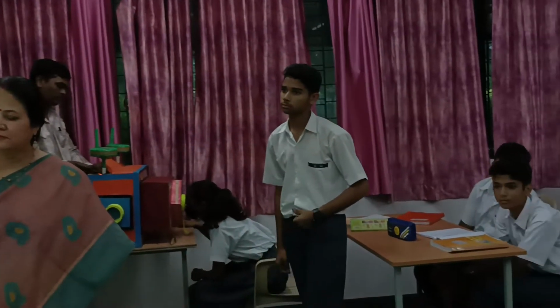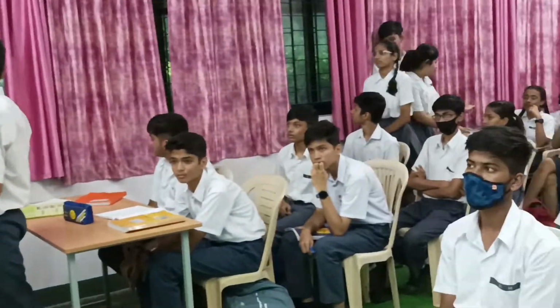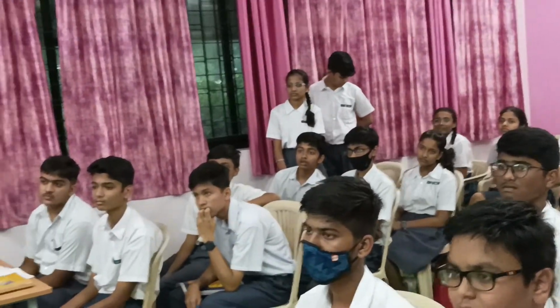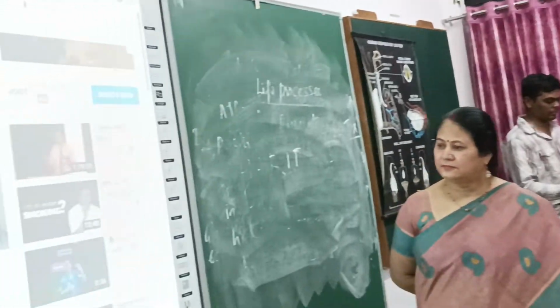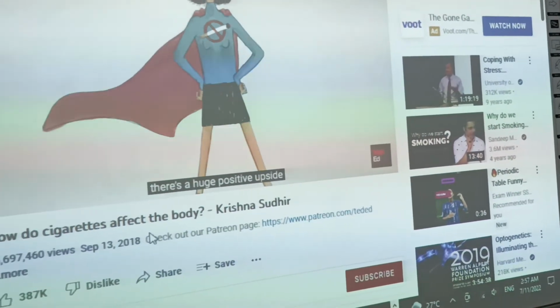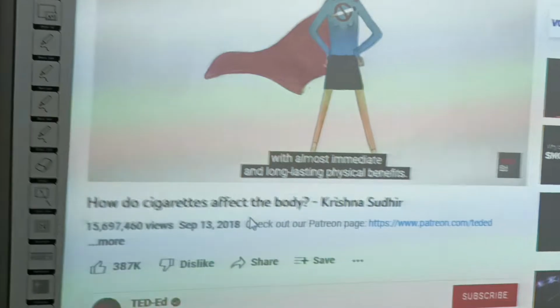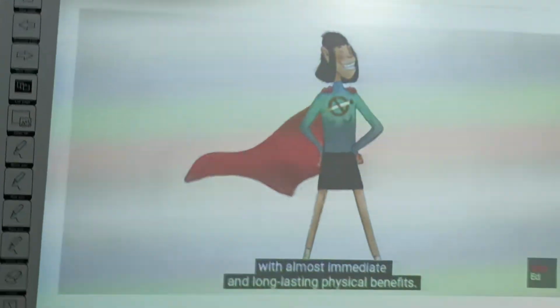And it's not just lung problems. Smoking can cause cancer in multiple tissues and organs, as well as damaged eyesight and weakened bones. It makes it harder for women to get pregnant, and in men, it can cause erectile dysfunction. But for those who quit smoking, there's a huge positive upside with almost immediate and long-lasting physical benefits.